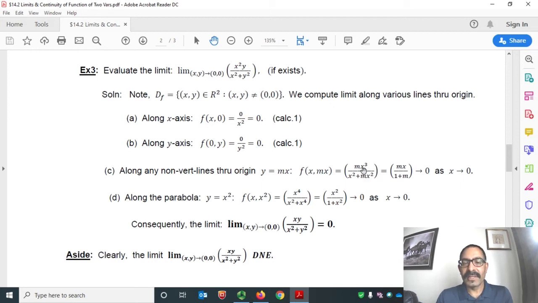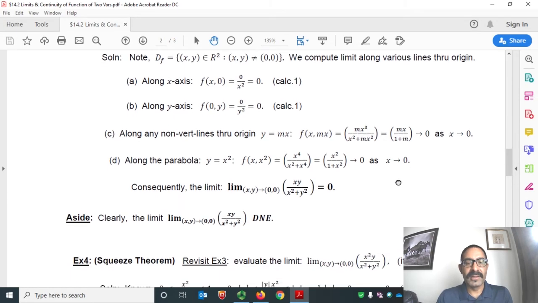Then take x square out and cancel, so it gives us mx over 1 plus m square. So then our limit, when x goes to 0, this mx over 1 plus m square, the 1 plus m square is a constant, so x goes to 0 means this goes to 0. That means we have the limit of this function along the line y equals mx. So now we have a 0 limit so far.